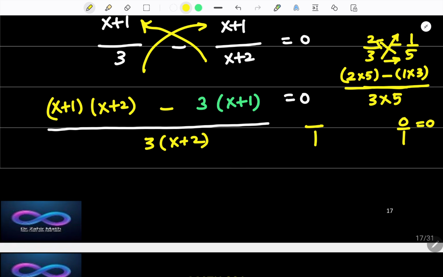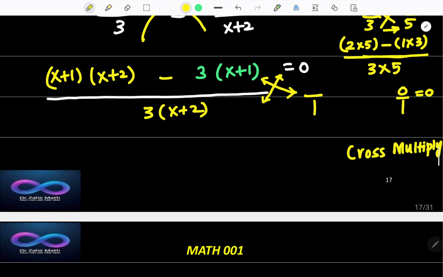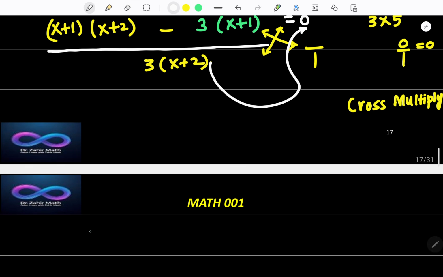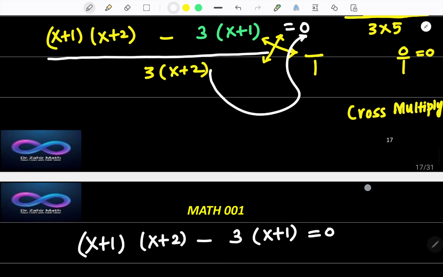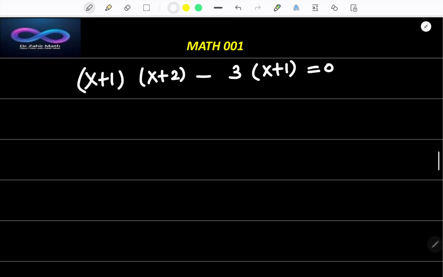0 by 1 is 0. Now again I'm going to do magas on both sides. Magas means cross multiply, an Arabic word. So when I cross multiply, this one goes this side and this goes this side. This side becomes 0. So what is remaining? x plus 1 times x plus 2 minus 3 times x plus 1 equal to 0.